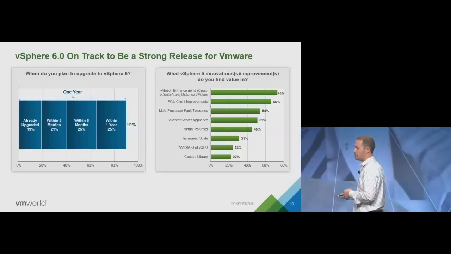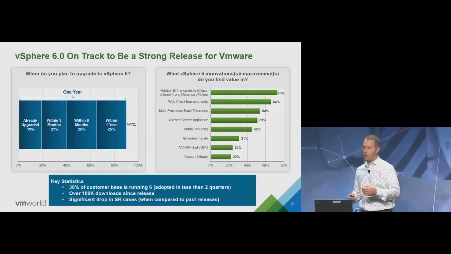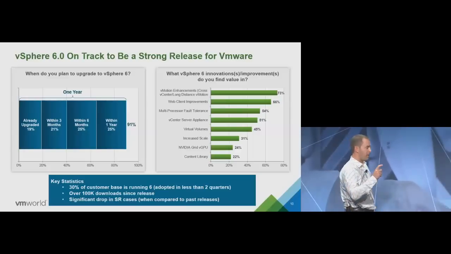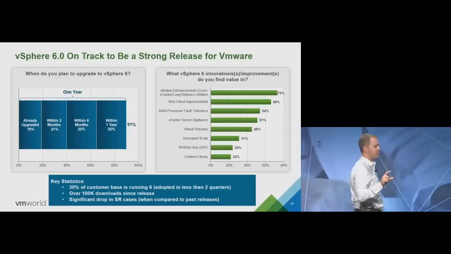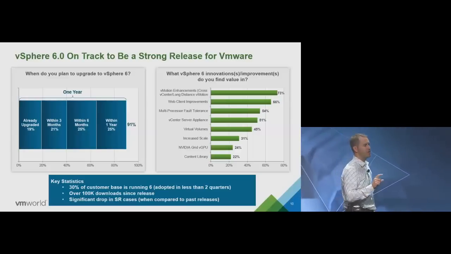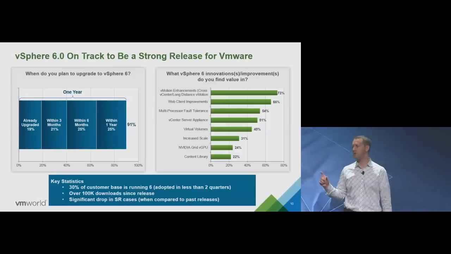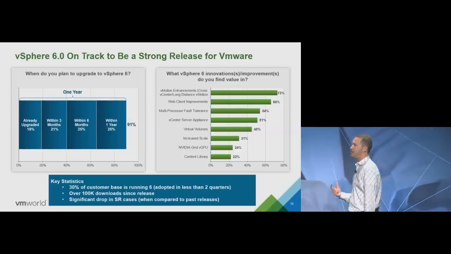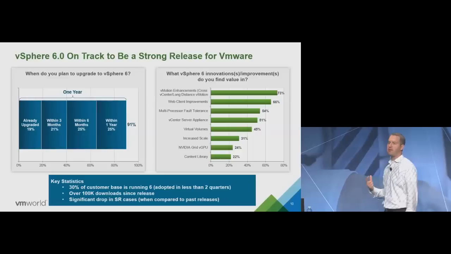Okay, so let's look at what's also been happening in the industry. So we also took a look at not just beta customers, but we actually got a sample size across our entire vSphere base. And what we found in a little over 2 quarters, we've had 30% of our base upgrade to version 6. And that's pretty fast.